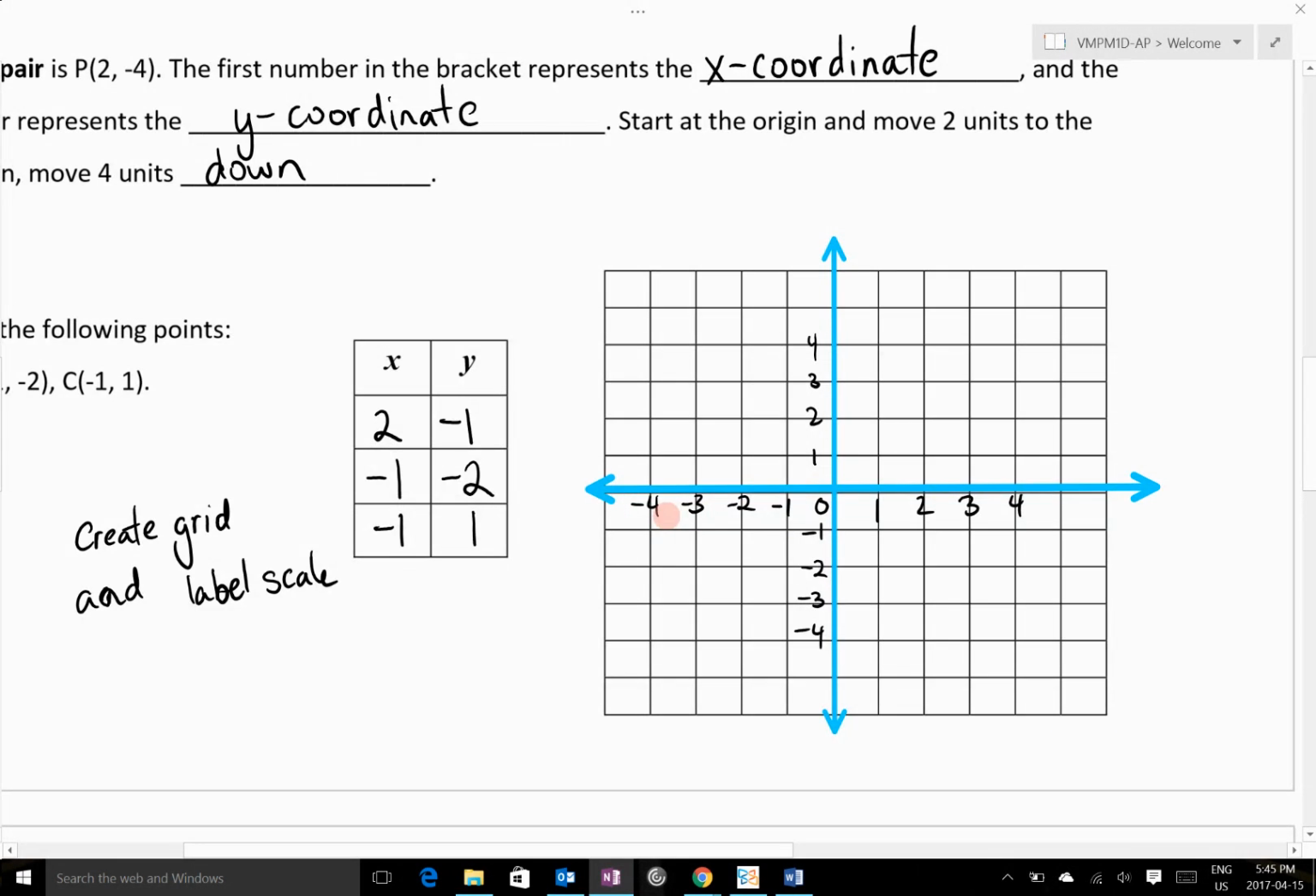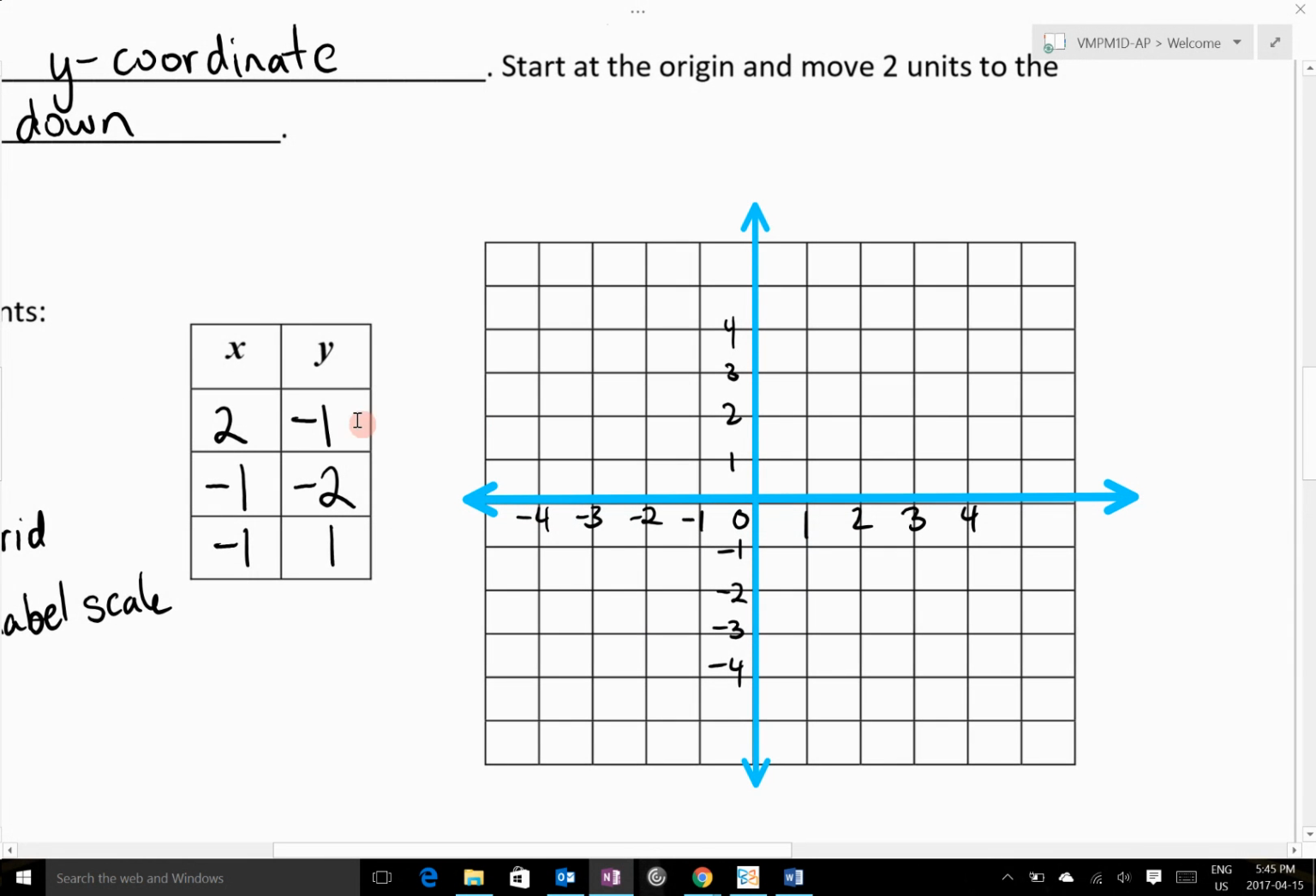So when I plot these points, this is point A, here I have point B, and this is point C. So A is (2, -1). My x-axis is here, my y-axis is over here. On the x-axis, I go 2 to the right, so 1, 2. Then I go 1 down in the y direction. So -1 is over here. This point is my first point, that's point A.